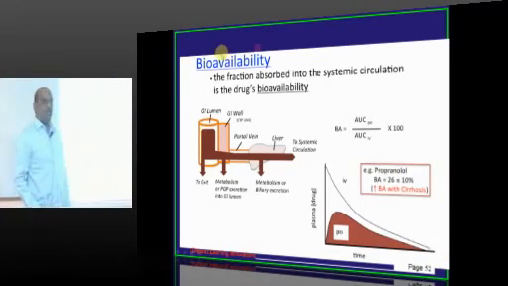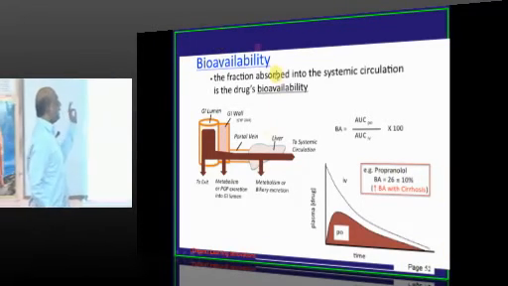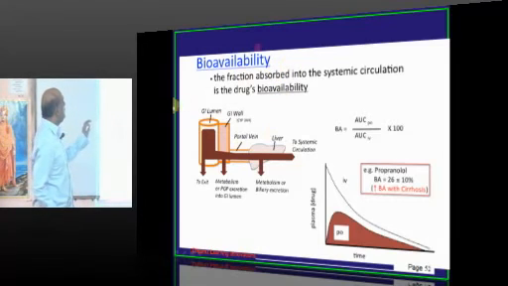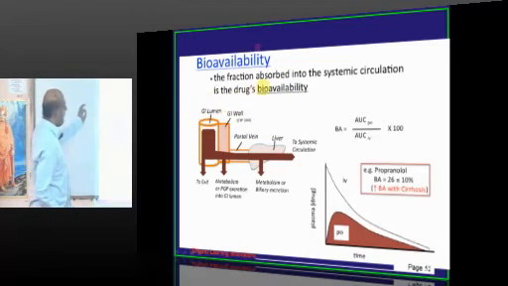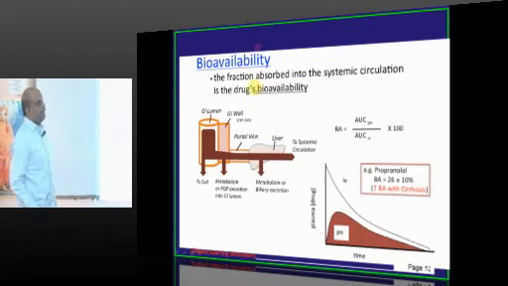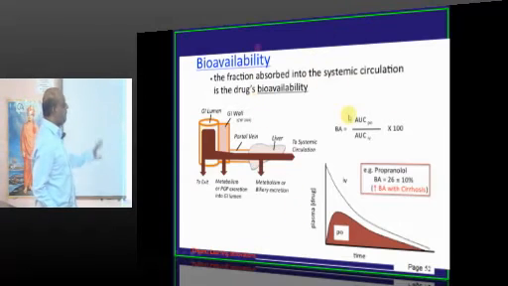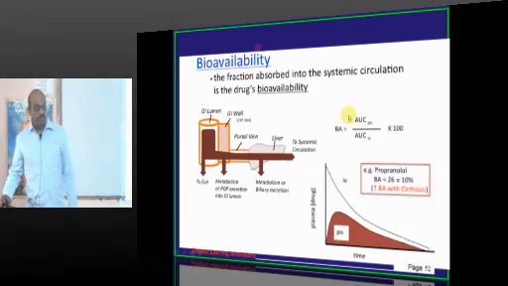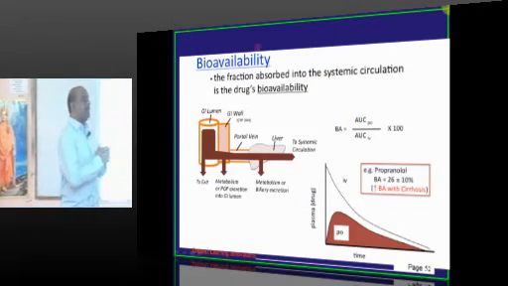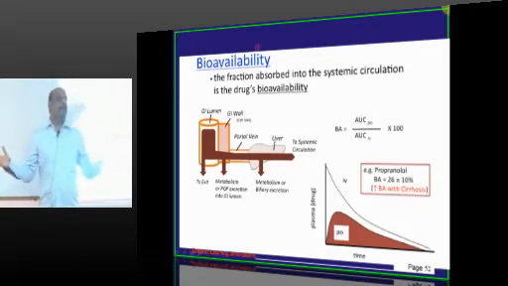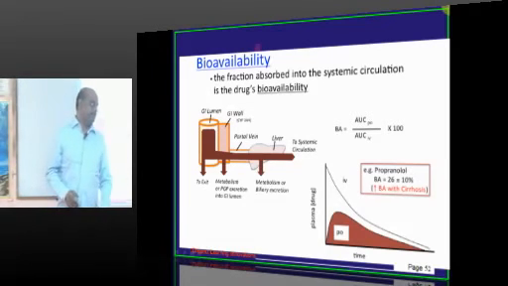So, summarize, doctor. Bioavailability, how do you define? The fraction of the drug that is ultimately absorbed into the systemic circulation is basically called the bioavailability, is what needs to be remembered. Now doctor, how will you calculate? Bioavailability is an important question.